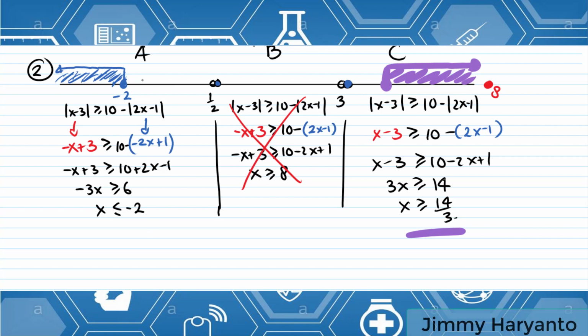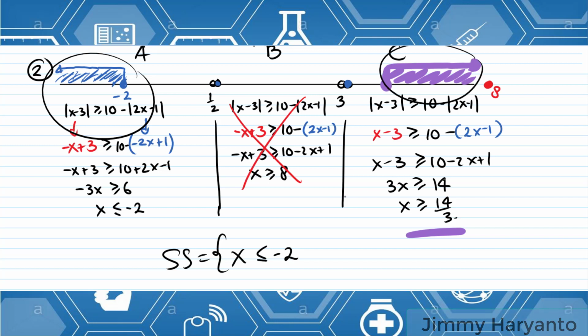The next step, we only have to write the solution set. The first solution set is this one, x less than or equal to -2, and the second one is this one, x greater than or equal to 14 over 3. The conjunction is OR.